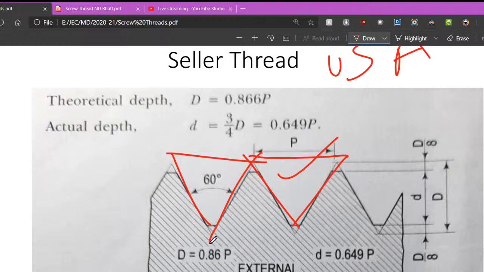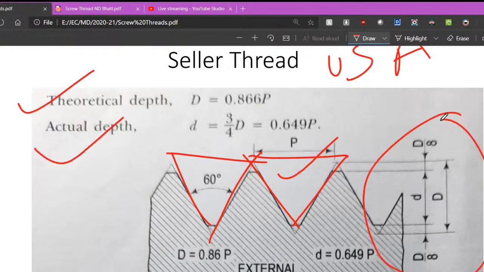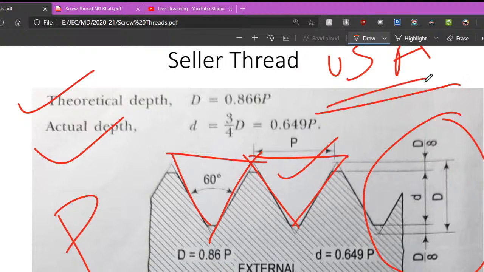So this is the form, and the theoretical and actual depth you see, and how to get the value of P for the cellular thread. Again, there is a standard table I have not given here, but it is used in USA. You refer to the cellular thread table and you will get the value of P, like in previous cases.